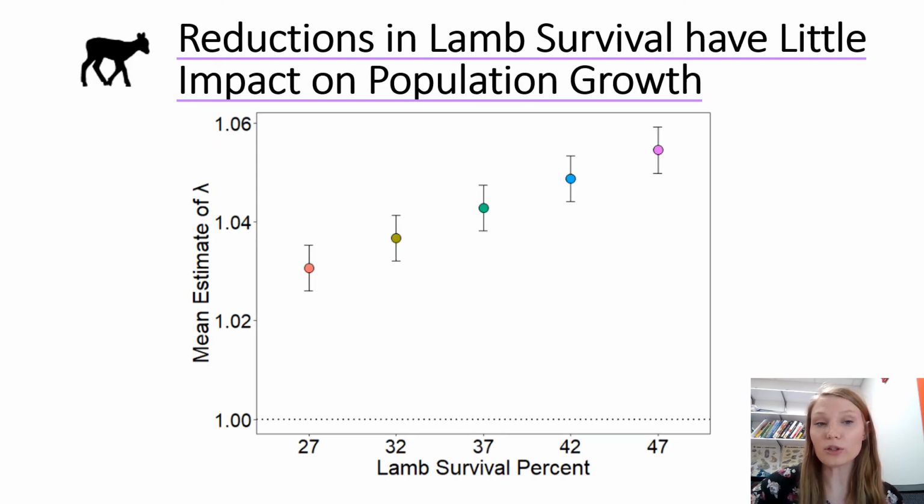But maybe some good news is that reductions in lamb survival have really little impact on population growth. So, we used that value of 47%, which, as I suggested earlier, was probably a little bit high. But even if we reduced lamb survival by 20%, we would still see an increasing population. That is, if we manage to maintain high ewe survival.